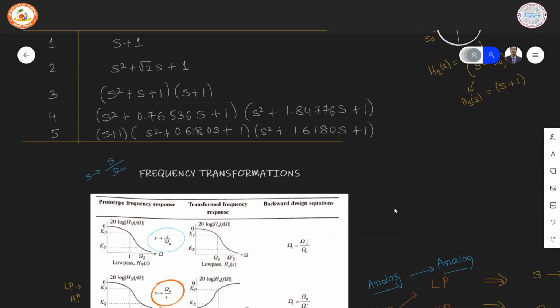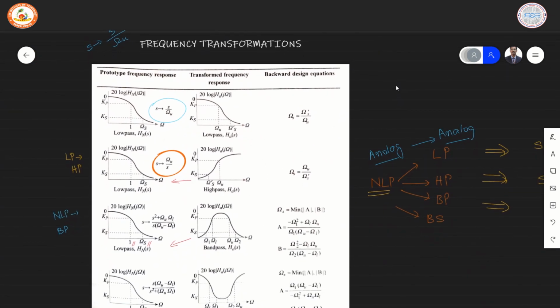Next, we discuss the topic called frequency transformations.